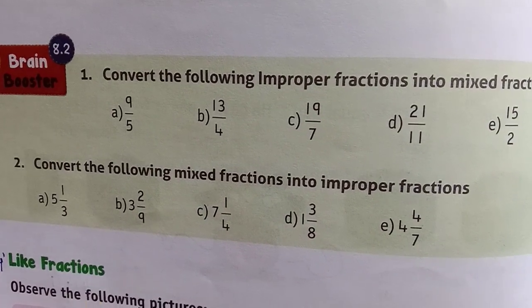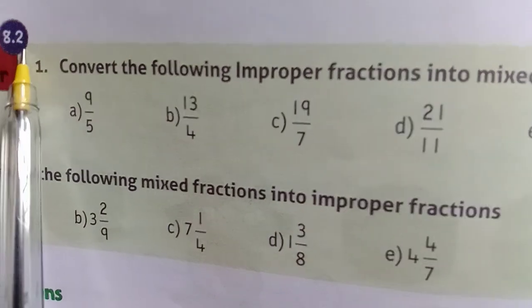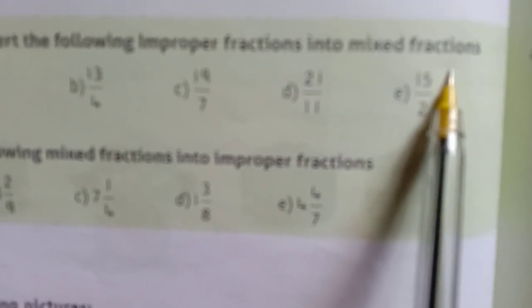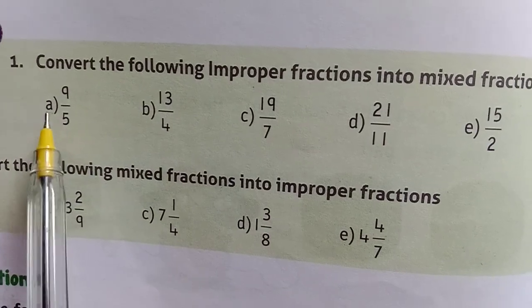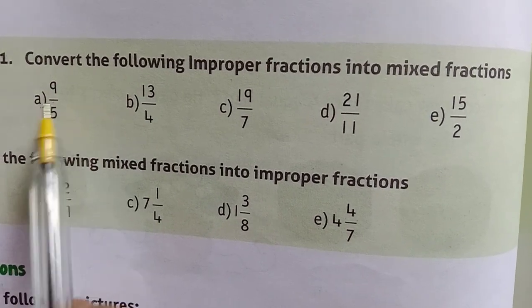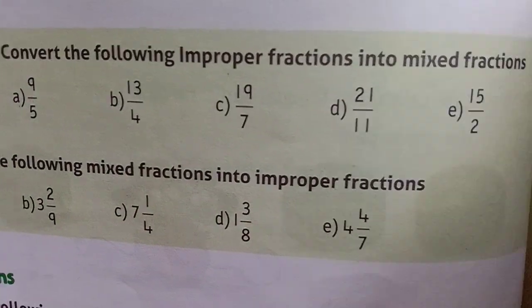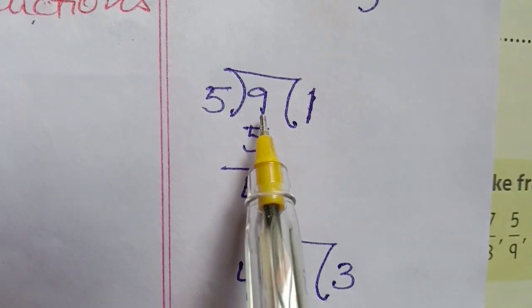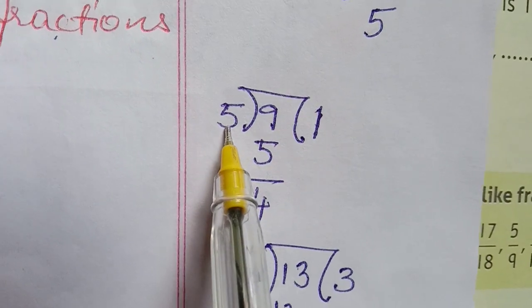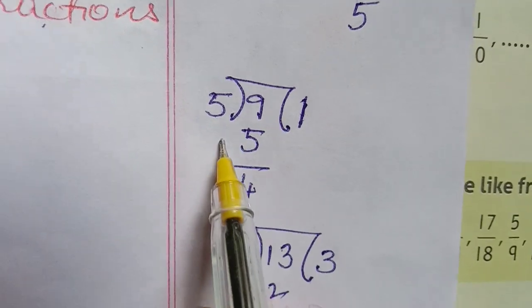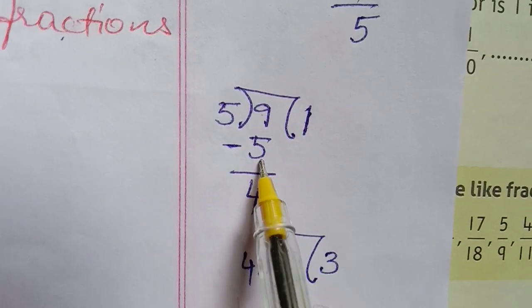Now children, brain booster 8.2. Convert the following improper fractions into mixed fractions. First one, 9 by 5. So this is an improper fraction. We will see the explanation. Now children, 9 by 5. So 9 is taken as dividend and 5 as divisor. Now 5 ones is 5. So after subtraction, 9 minus 5 is 4.